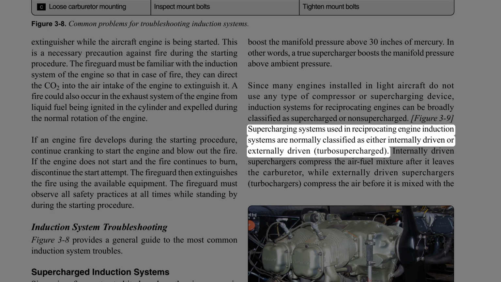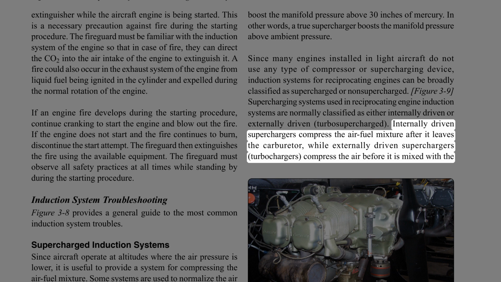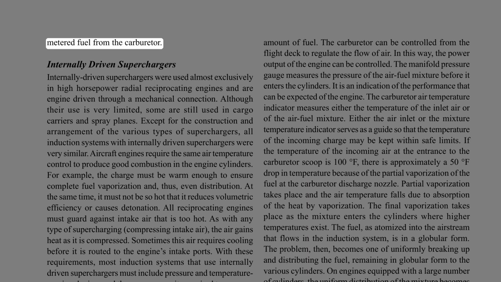Supercharging systems used in reciprocating engine induction systems are normally classified as either internally driven or externally driven (turbosupercharged). Internally driven superchargers compress the air-fuel mixture after it leaves the carburetor, while externally driven superchargers, turbochargers, compress the air before it is mixed with the metered fuel from the carburetor.